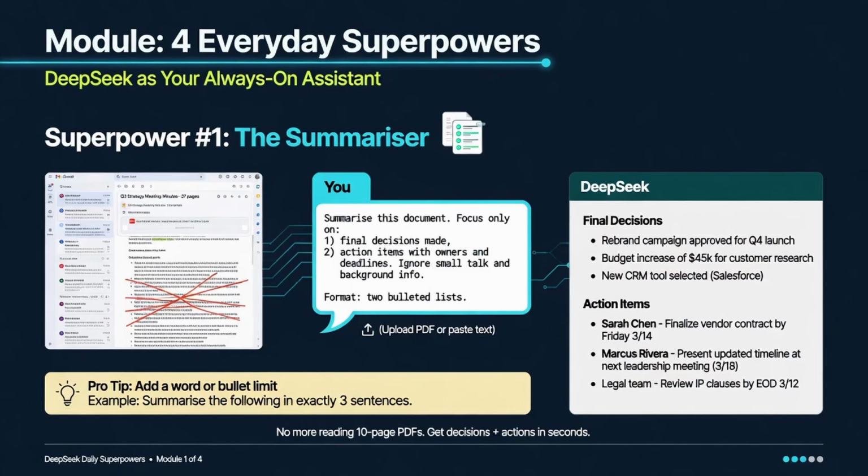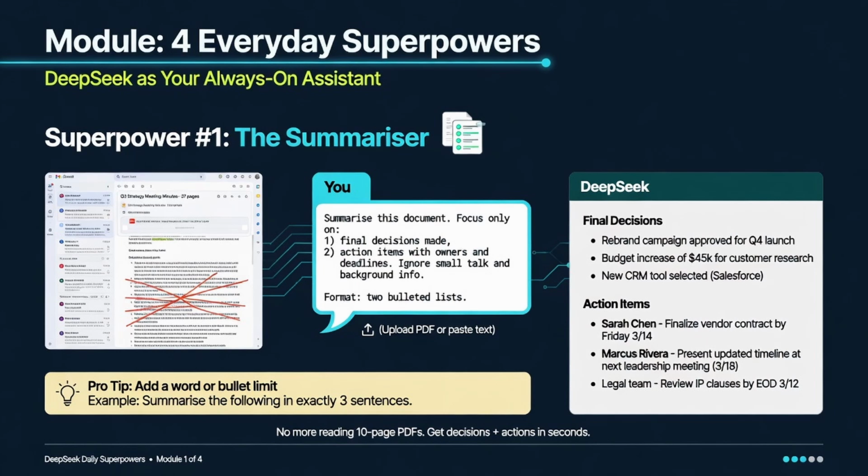Prompt to use. Summarize this document. Focus only on 1. Final decisions made. 2. Action items with owners and deadlines. Ignore small talk and background info. Format. 2 bulleted lists. Then upload the file or paste the text.